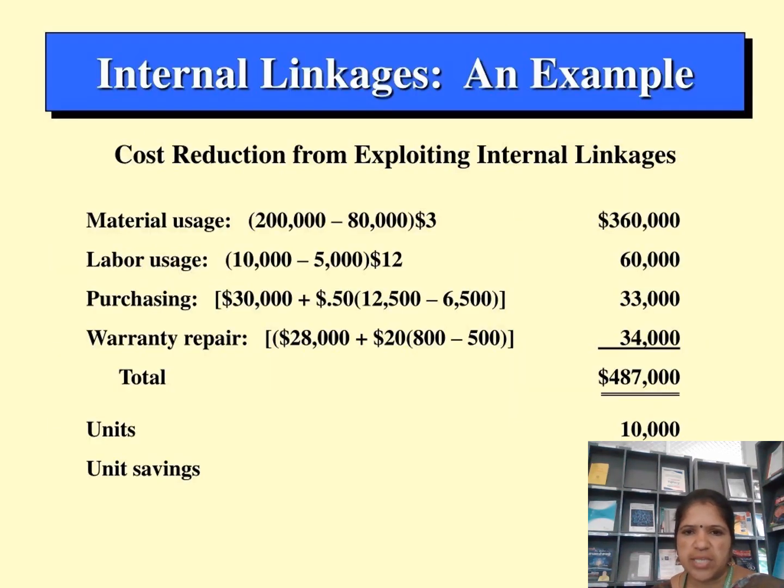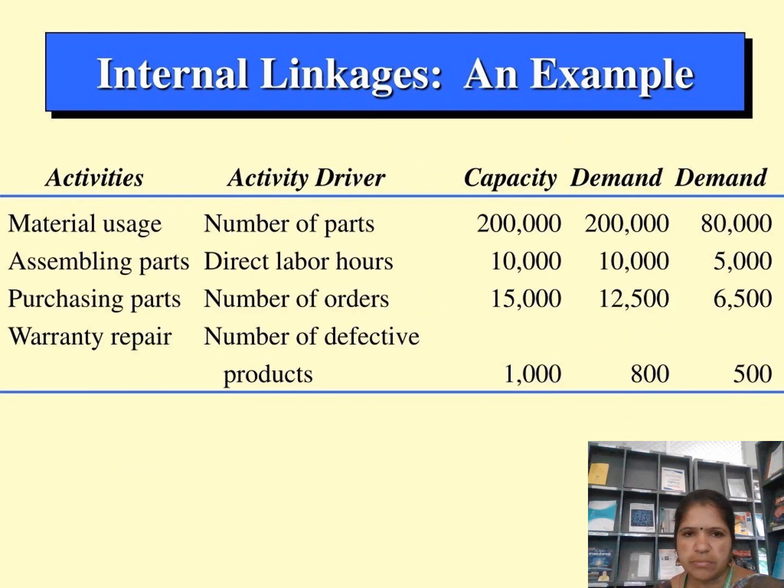Then an internal linkage example is given: cost reduction from exploiting internal linkage. Material usage is given, along with labor usage, purchasing, warranty, and repair. The amount is given, and you have to find the total units. Then under the activities, you have activity driver, capacity, demand and demand.